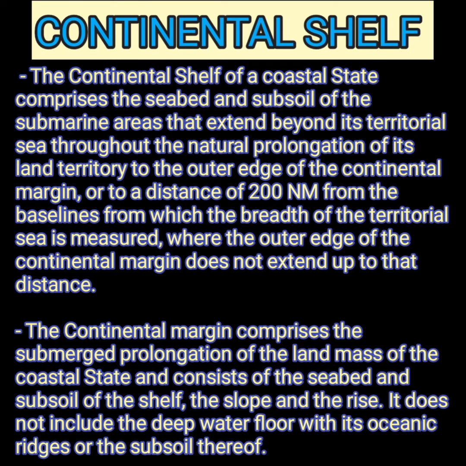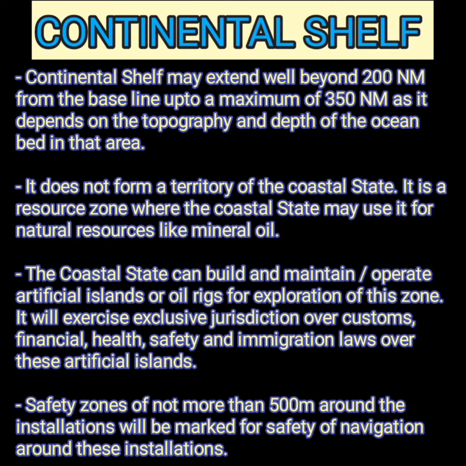The continental margin comprises the submerged prolongation of the landmass of the coastal state and consists of the seabed and subsoil of the shelf, the slope and the rise. It does not include the deep water floor with its oceanic ridge or the subsoil thereof. Thus, the continental shelf may extend well beyond 200 nautical miles from the baseline up to a maximum of 350 nautical miles, as it depends on the topography and depth of the ocean bed in that area.